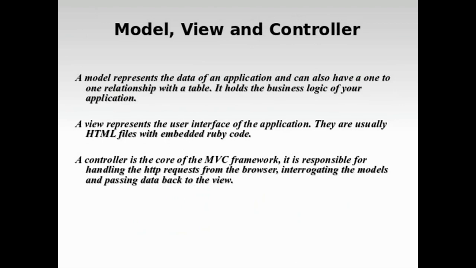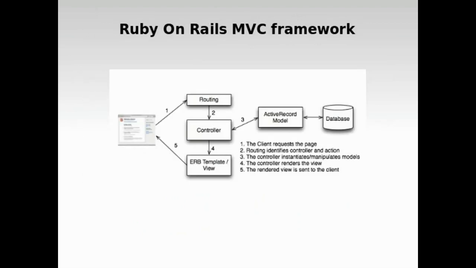A view represents the user interface of the application. They are usually HTML files with embedded Ruby code that perform tasks related solely to the presentation of the data. Views handle the job of providing data to the web browser or other tool that is used to make requests from your application. A controller is the core of the MVC framework. It is responsible for handling the HTTP requests from the browser, interrogating the models, and passing data back to the view.